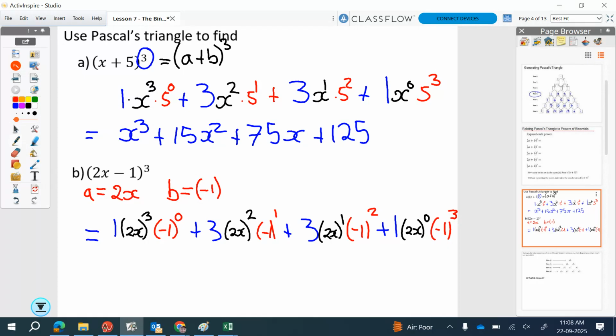All right, let's have a look at how this simplifies. So, negative 1 to the 0. What's that going to be? 1. Anything to the 0 is 1. So we're going to get 8x cubed.